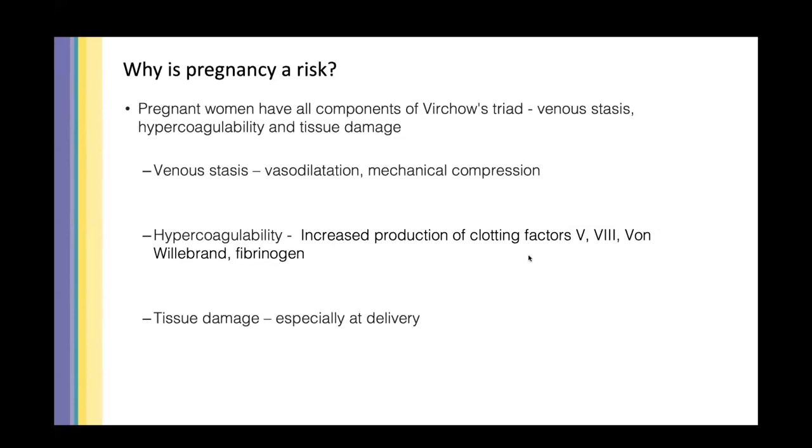Whereas at the same time, you have what Dr. Maureen was mentioning, the protein C and protein S ratios affected. So with this increase in hypercoagulable state, the woman is definitely exposed to a high risk of thrombus formation. Then the other concept is tissue damage, and mostly this tissue damage will occur either at the later part of the pregnancy or just at the time of delivery.